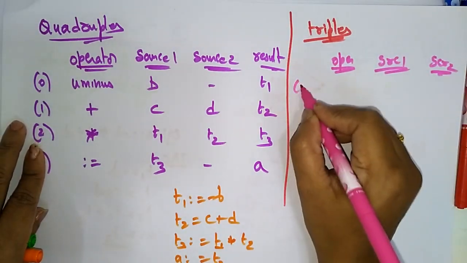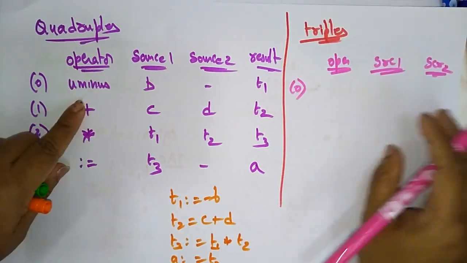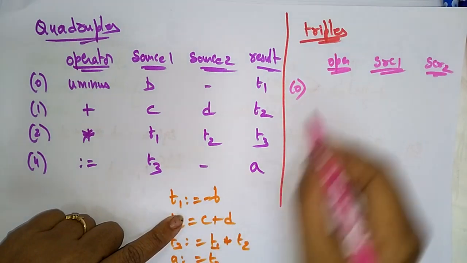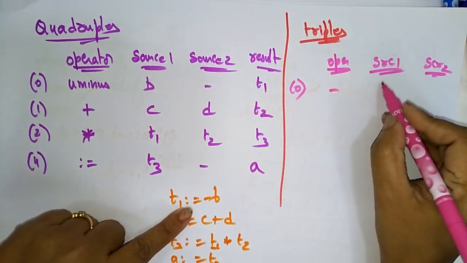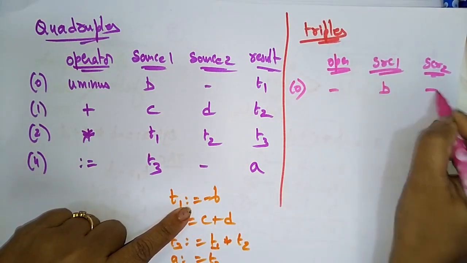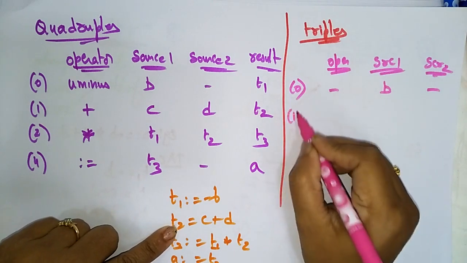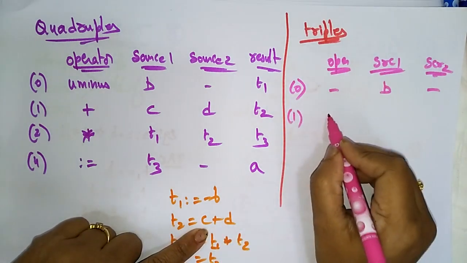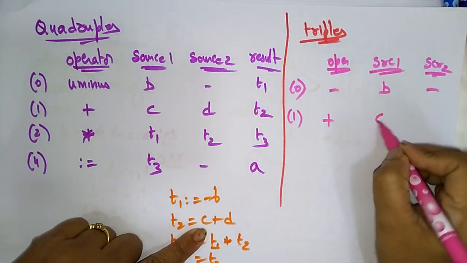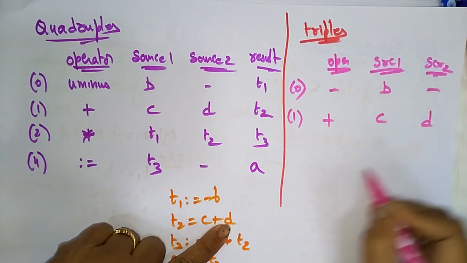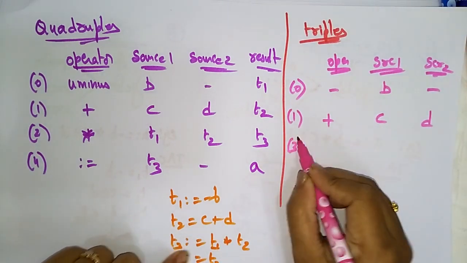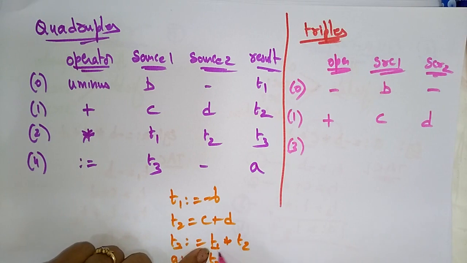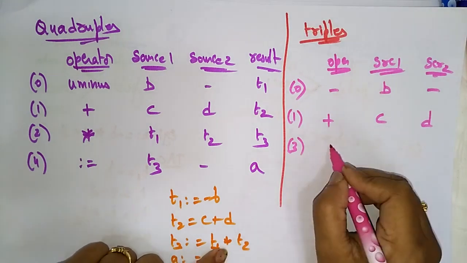First, 0. What is the operator here? Minus, and source 1 is B. There is no source 2. Next production. What is the operator here? Plus, source 1 is C and source 2 is D. Now coming to the next, T1 and T2. The operator is star.